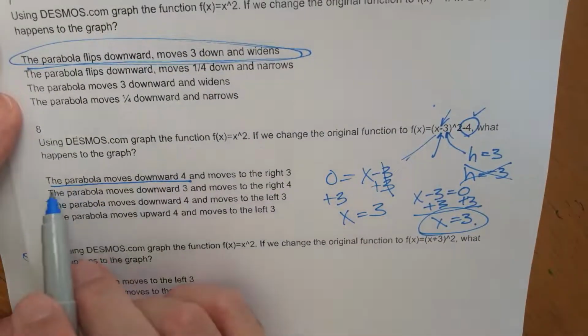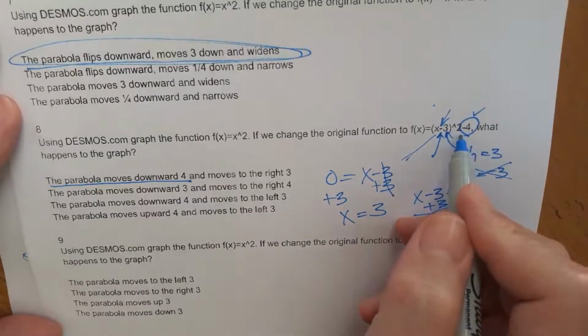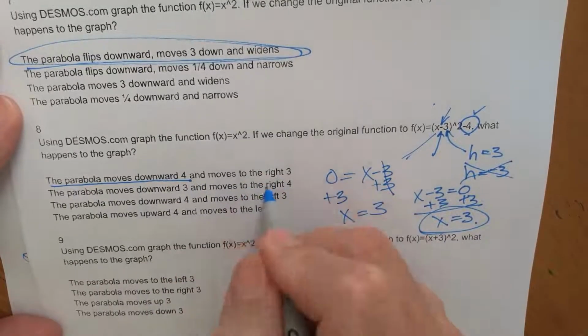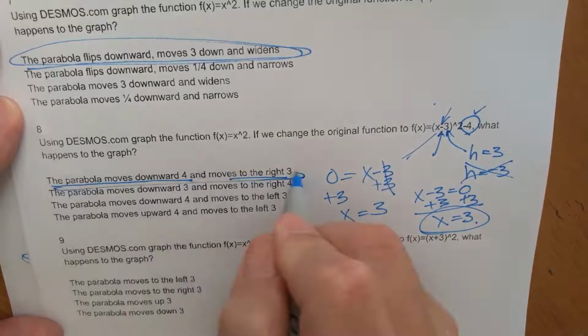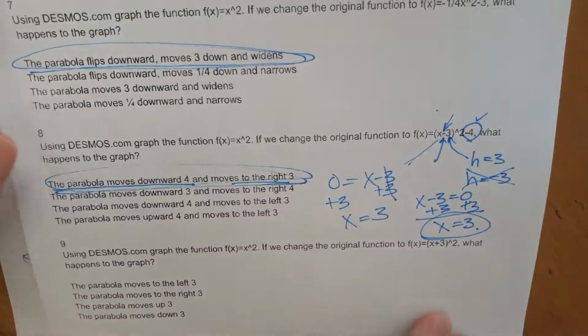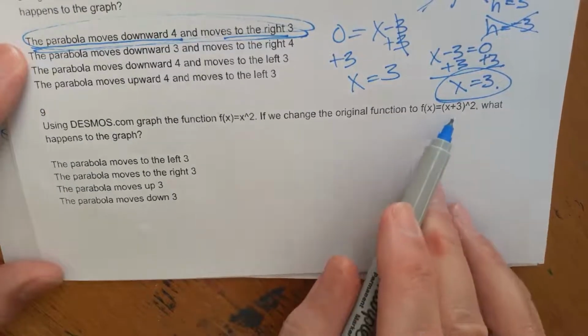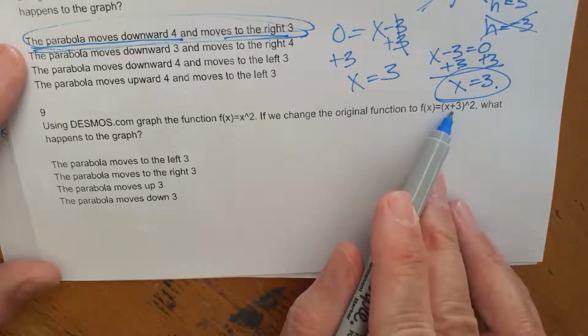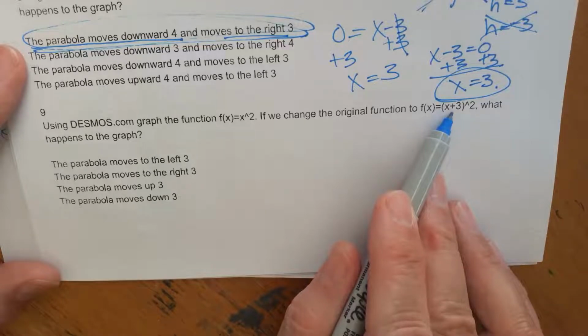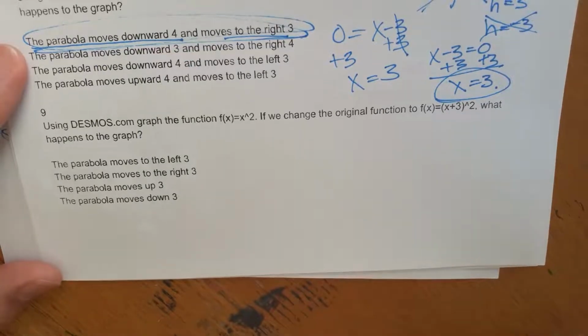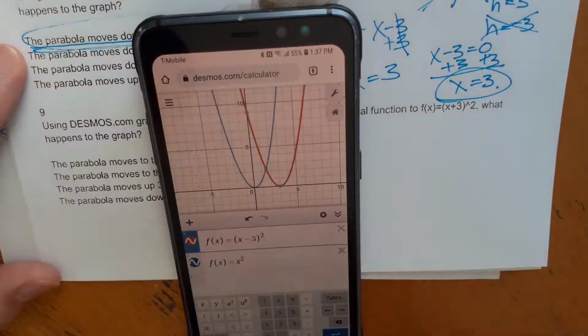So let's finish up. The parabola moves down by 4, right there, and moves to the right 3. All right. Can we predict what happens next? If it's x plus 3 in the parentheses, can we go ahead and say it's going to move it to the left 3? You okay with that? That's what happens, and go ahead and just plug it into your Desmos to see what happens, right?